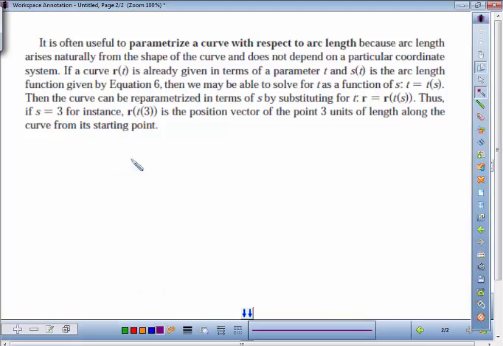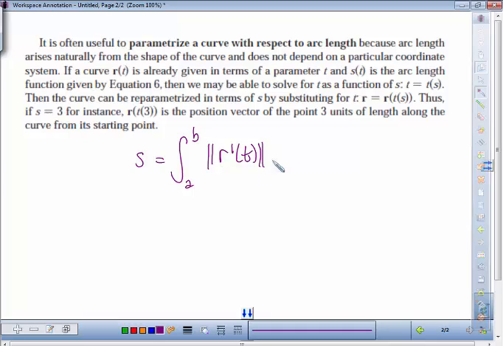So this is your arc length function. s is equal to the integral. And then they changed the formula a little bit. Usually we go from a to b, and I'm going to change this, so I don't know if you want to write this down, but I'm going to erase a couple of things. r prime of t dt.